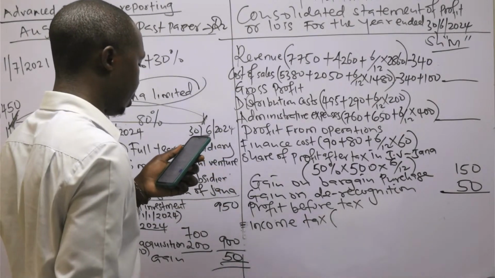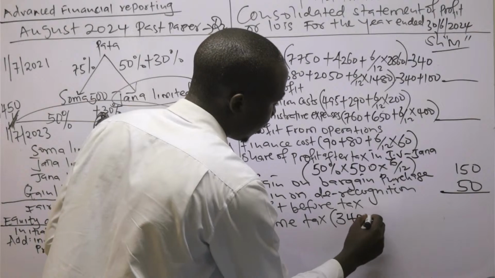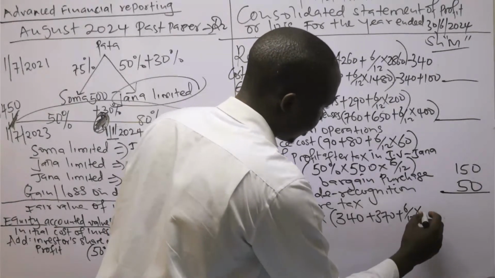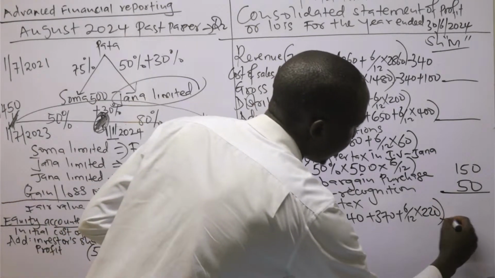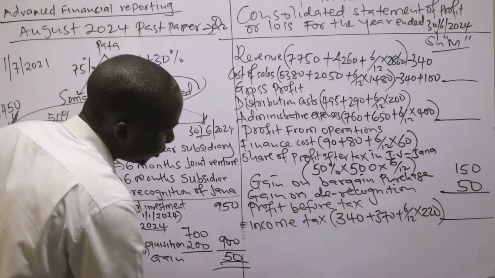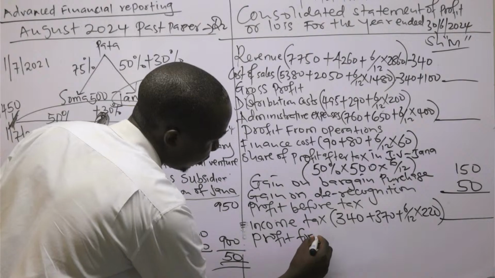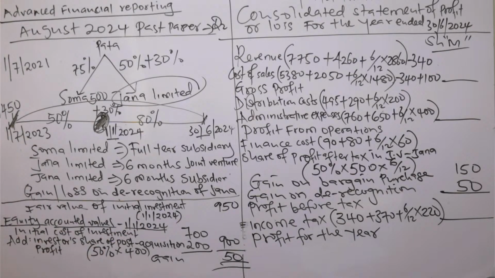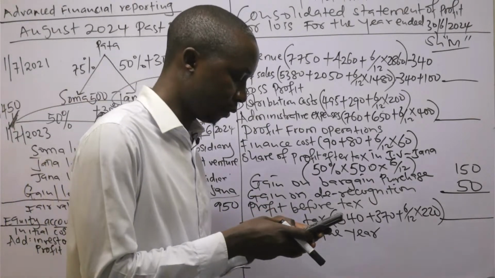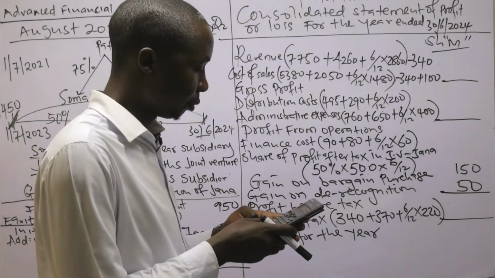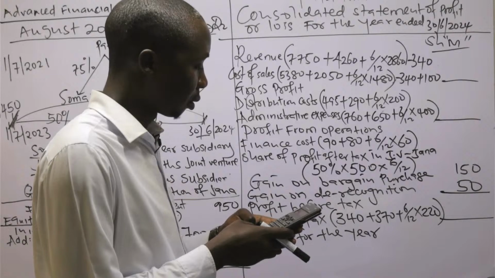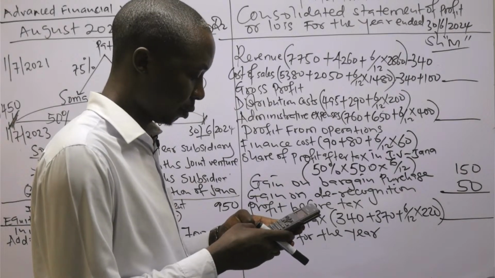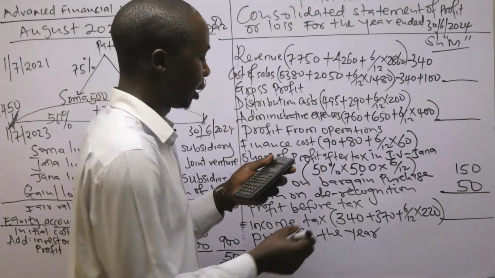So the income tax, 340 plus 370 plus 6 over 12 times 220, so that we have profit for the year. Let us first get the profit for the year by using our calculator. So this is 13,100.